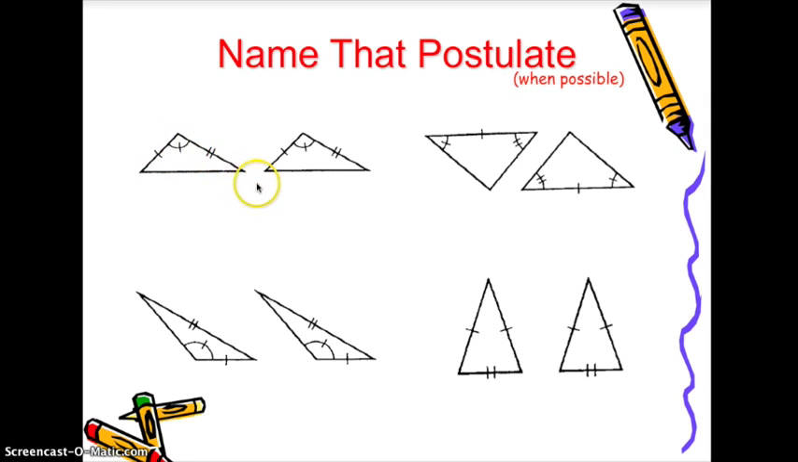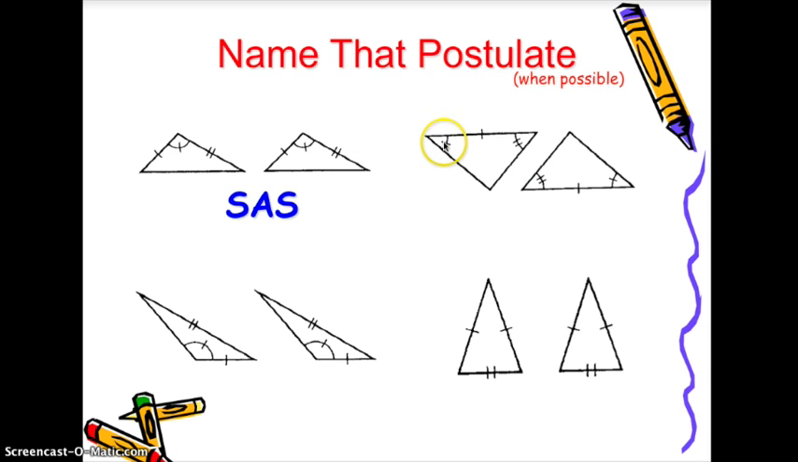And does that match on the other triangle? On the other triangle I have again a side, an angle, and a side. So these two triangles are congruent by the postulate side, angle, side. Okay. Read these in order.